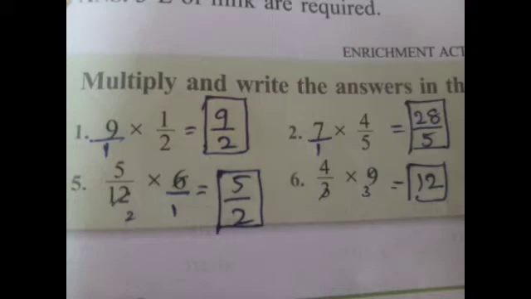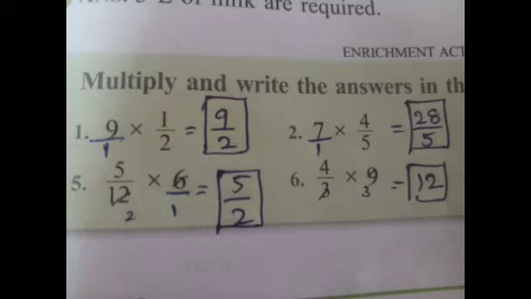Next, the fifth sum, 5/12 multiplied by 6. We make 6 as 6/1. Now you can multiply 5 sixes are 30 and 12 into 1, 12. But before that we can simplify, that is, the numerator and the denominator we can cancel. Here we have the first number 5/12, second number 6/1. 6 and 12 come in the same table: 1 six is 6, 2 sixes are 12. Then the numerator is 5 into 1, and the denominator is 2 into 1, 2. So 5/2 is the lowest term.